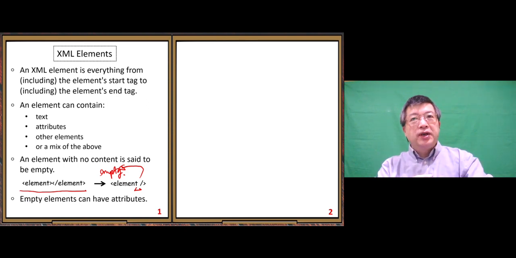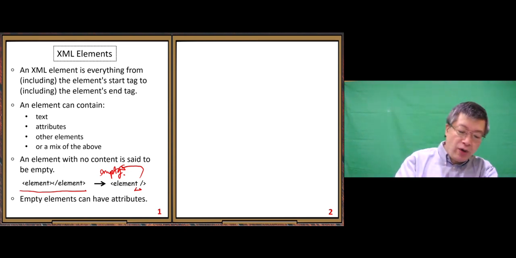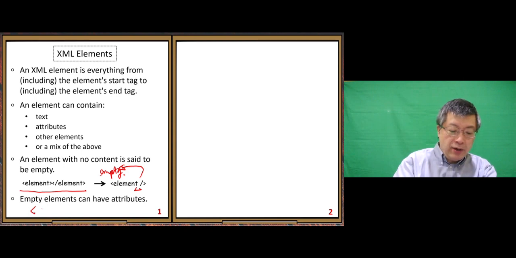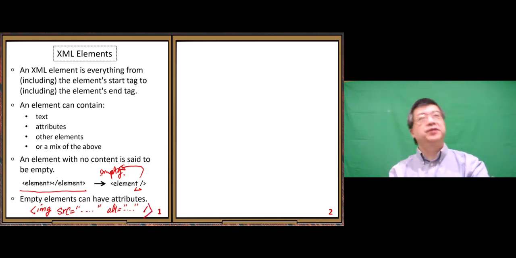Empty elements can still have attributes. Actually, this kind of thing could be very useful. So we have one important example. Here I just record it. In HTML, the image tag, IMG tag, is an empty element, right? The attribute src, you provide the location of the image, alt, some text for short explanation, then close it.